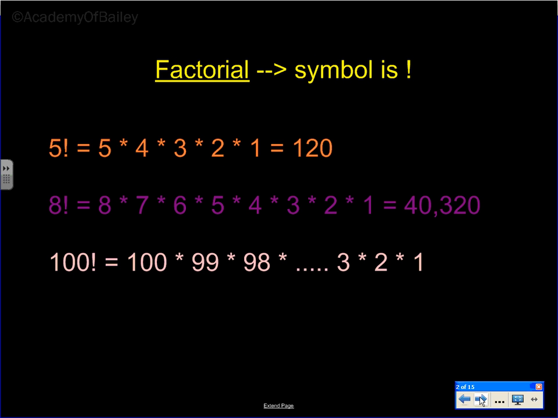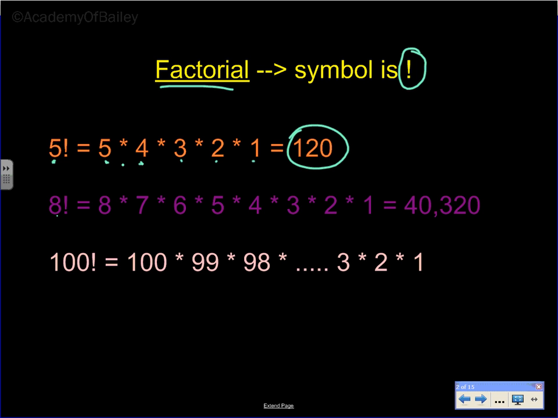First thing, you have to understand what a factorial is. A factorial is used with this symbol. I know it looks like an exclamation point, and in an English classroom it would be an exclamation point, but we're in a math classroom, so we're going to call it a factorial. What is a factorial? If you have 5 factorial, you start at 5 and multiply every number down to 1. 5 times 4 times 3 times 2 times 1 gives you 120.